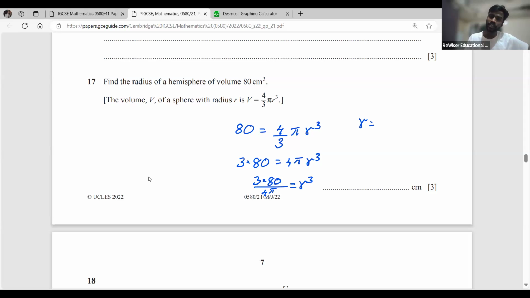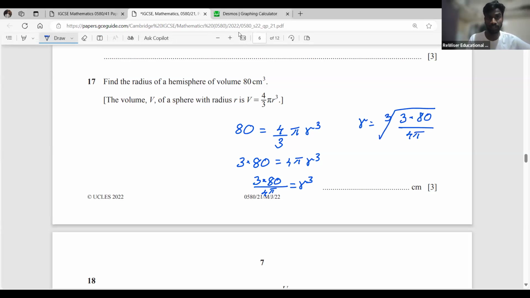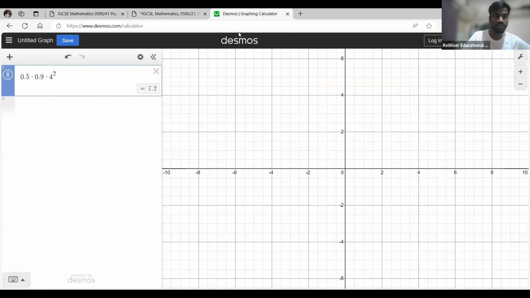so when it goes to the other side, it becomes cube root of 3 times 80 over 4 pi. So cube root, I can also write it as the power of 1 over 3. So if I substitute this one, I'll use parenthesis here.